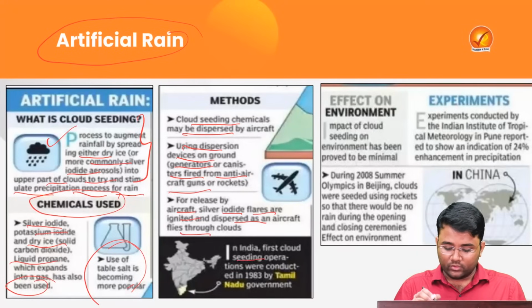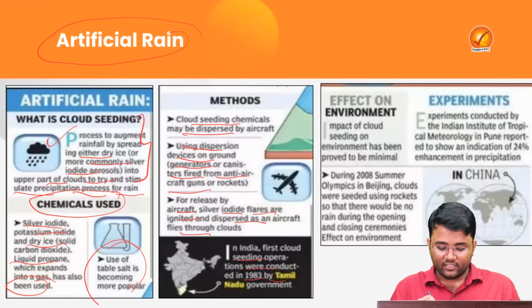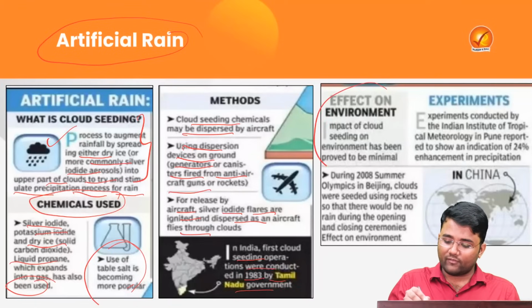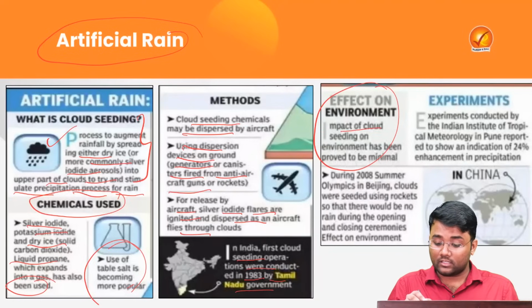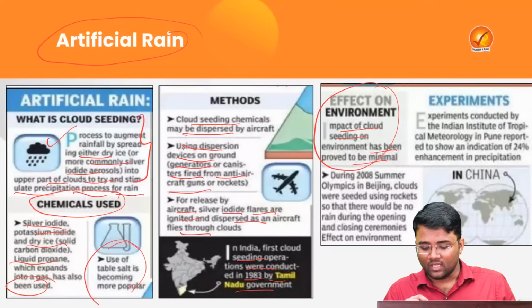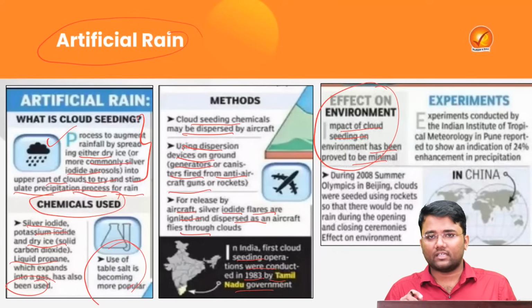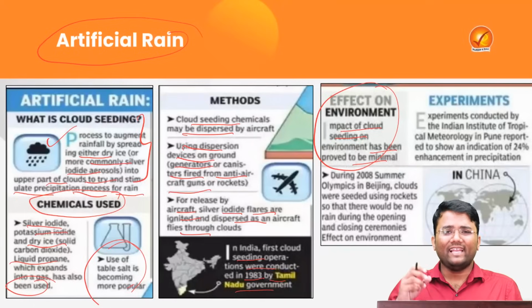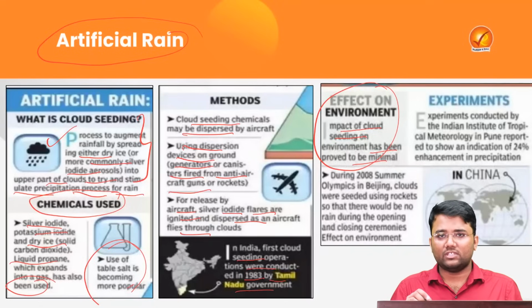In India, the first cloud seeding operations were conducted in 1983 by the Tamil Nadu government. If we talk about the effect on the environment, the impact of cloud seeding has been proved to be very minimal. There have been various experiments conducted by China, etc. Now the Delhi government is thinking of going for artificial rain to address the pollution issues in the capital.